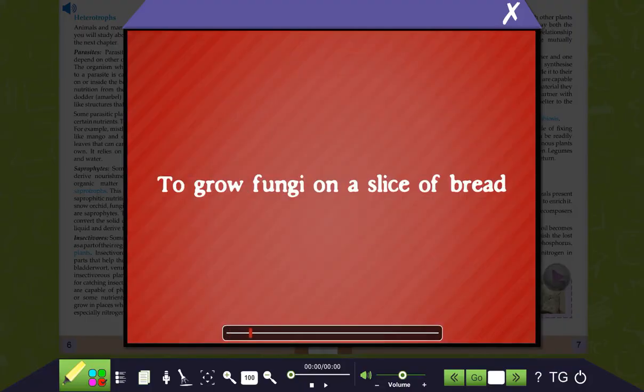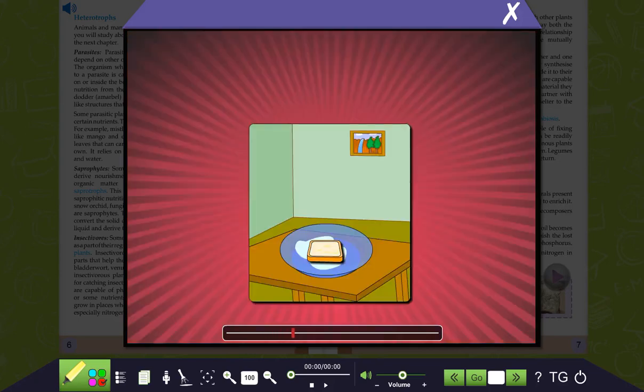Activity 5. To grow fungi on a slice of bread. Moisten a slice of bread and keep it in a warm place for 2 to 3 days.